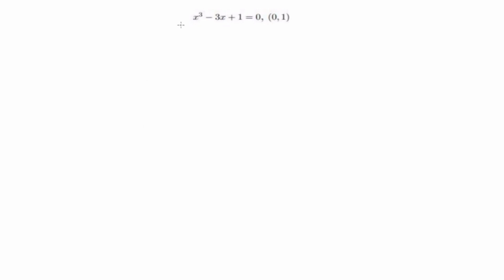Our first question is x cubed minus 3x plus 1 equals 0 in the interval 0 to 1. As it's a polynomial, we know that this equation is continuous in the interval. It's a good thing just to write that down, as it gets you a few marks. Then we need to sub in both limits and see if it crosses. This is a sign change, because then it proves that there is a root, as there has to be an x value which equals 0.